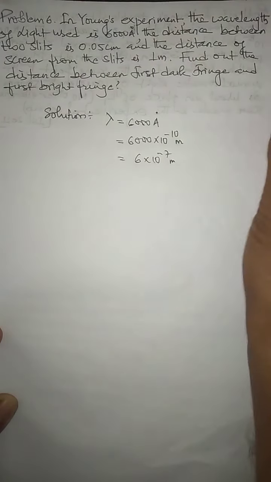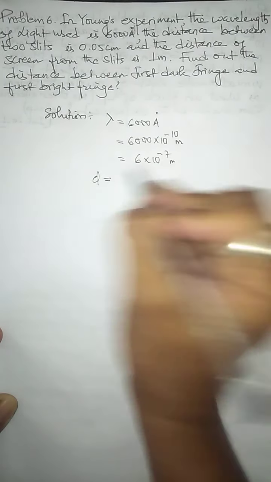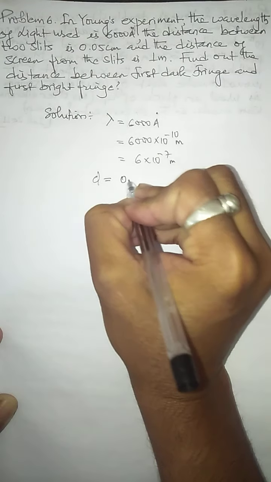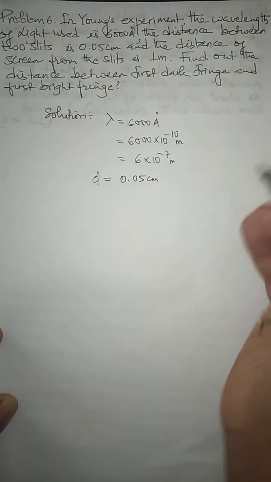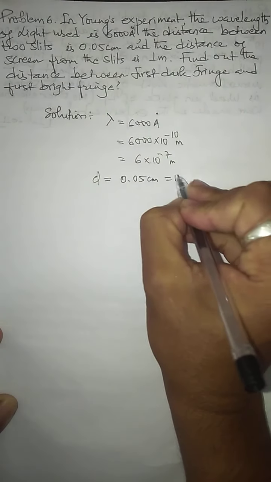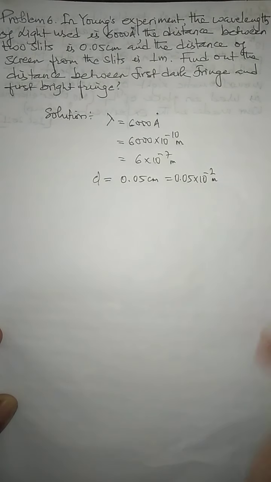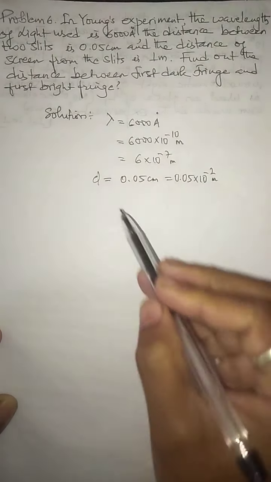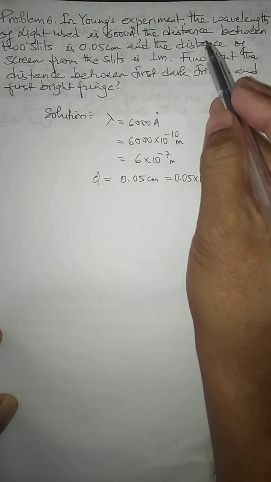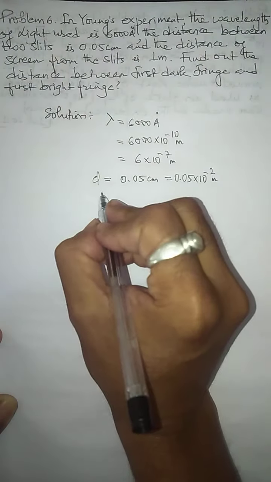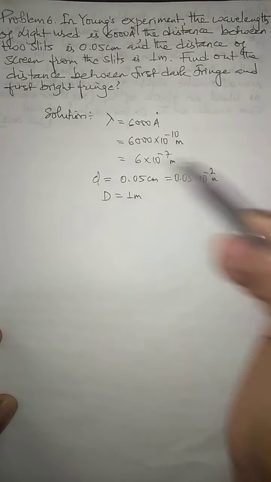The distance between the two slits is 0.05 centimeter. Distance between two slits means small d, and this small d is given as 0.05 centimeter. But I have to convert this centimeter into meter, so I multiply this quantity by 10 to the minus 2. Children, remember this: to convert centimeter to meter, multiply by 10 to the minus 2. And the distance of the screen from the slits, capital D, is 1 meter. So lambda, small d and capital D are known.